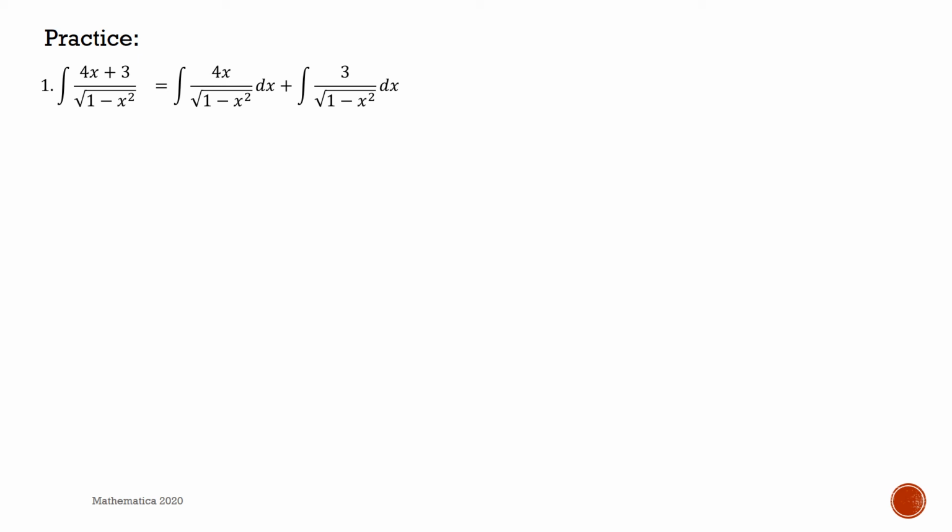And if I look at the second integral, it seems to fit one of the patterns that we have, which is the sine inverse, or arc sine. So let's get started with the first one. We'll let u equal 1 minus x squared. We're going to take the derivative, du over dx equals negative 2x. We're going to cross multiply, and solve for x dx.